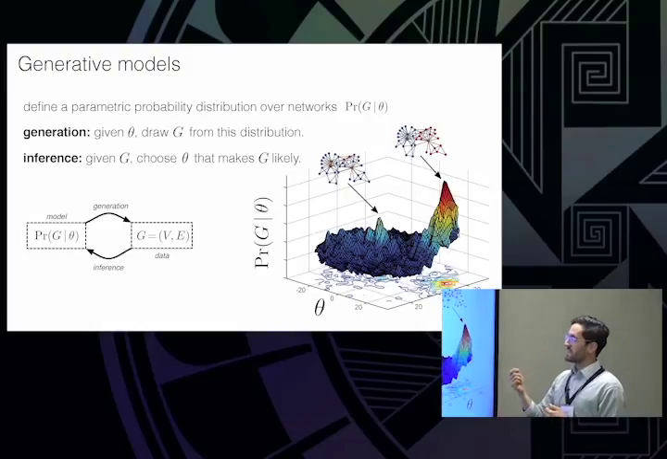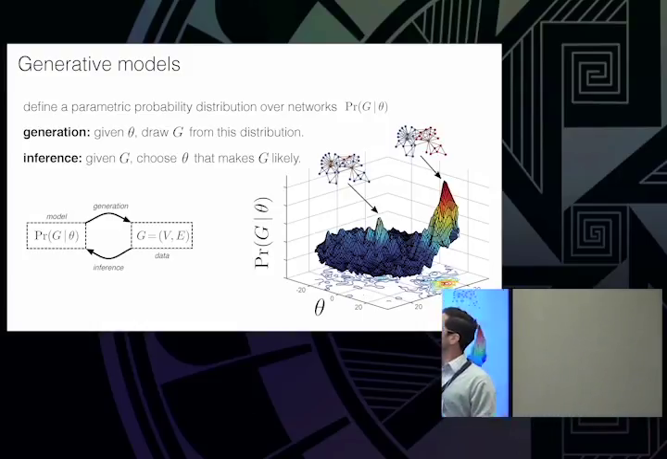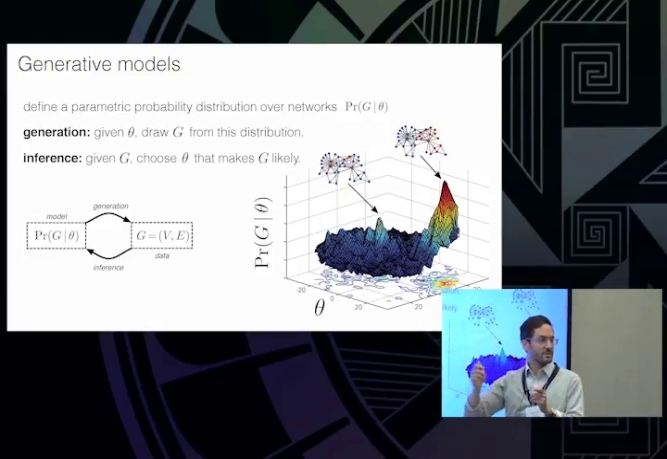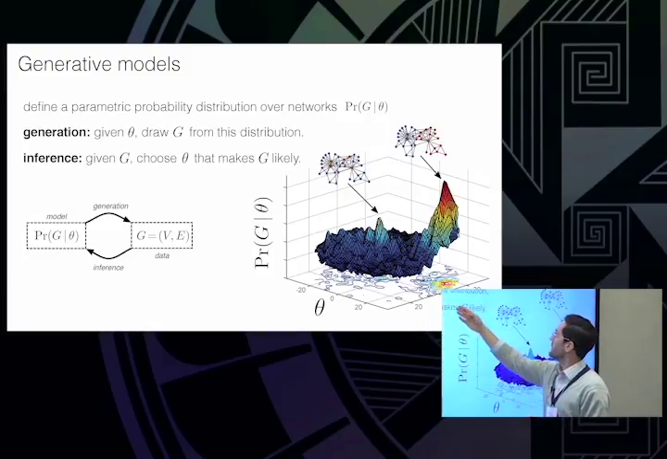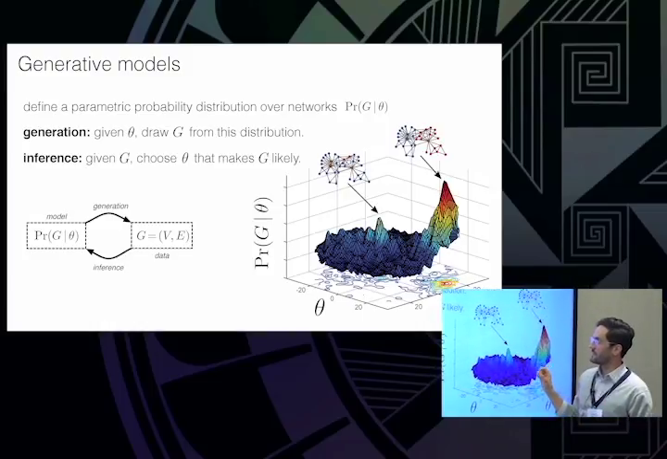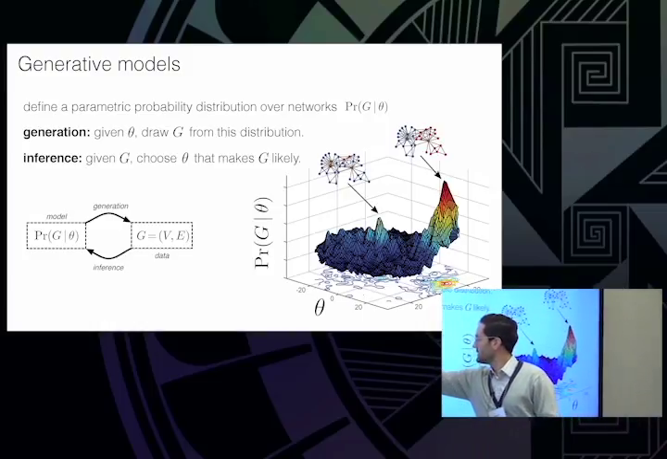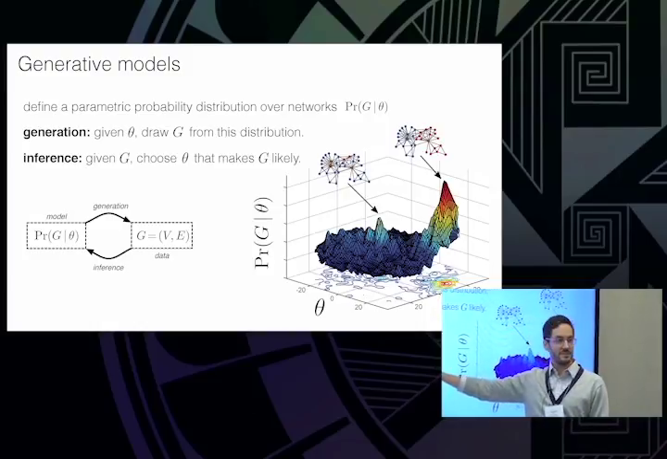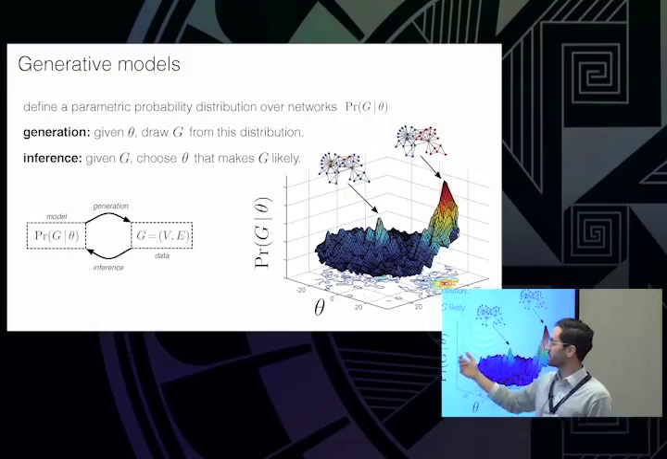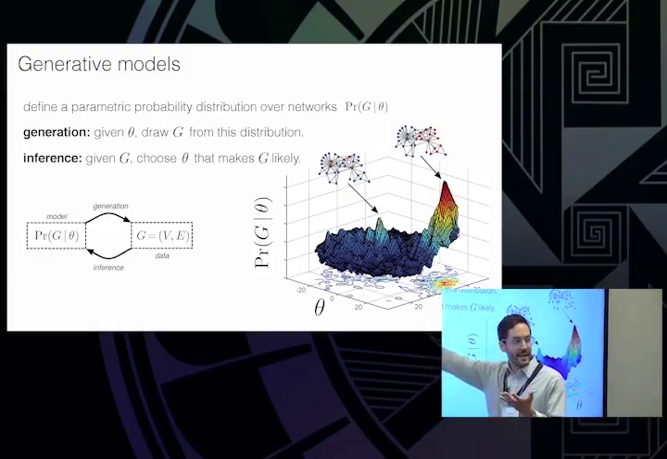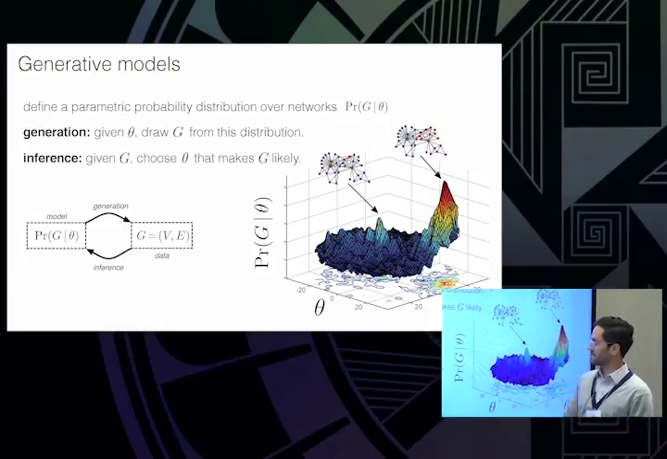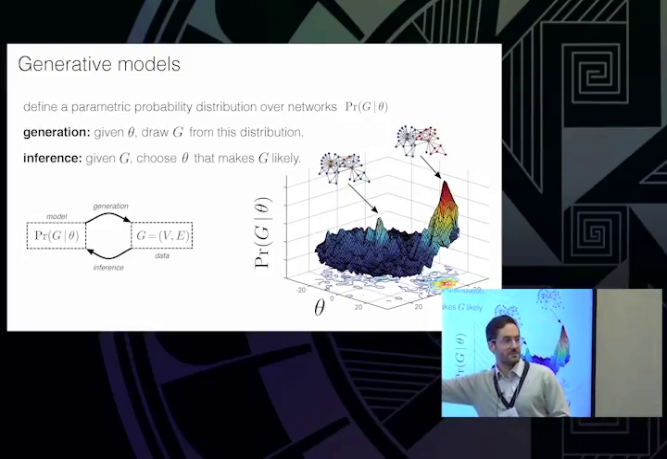Generative models are cool because we can generate data. So if you give me theta, I can draw lots of graphs by just flipping the coins or however I'm generating randomness. And I can draw from this distribution P of G conditioned on theta. So that's taking the model and then generating a graph, or some set of vertices and edges. Then we can also go the other way, and this is statistical inference. Given G, an actual network, choose the theta that makes G more likely. So this is going from data back to the model.